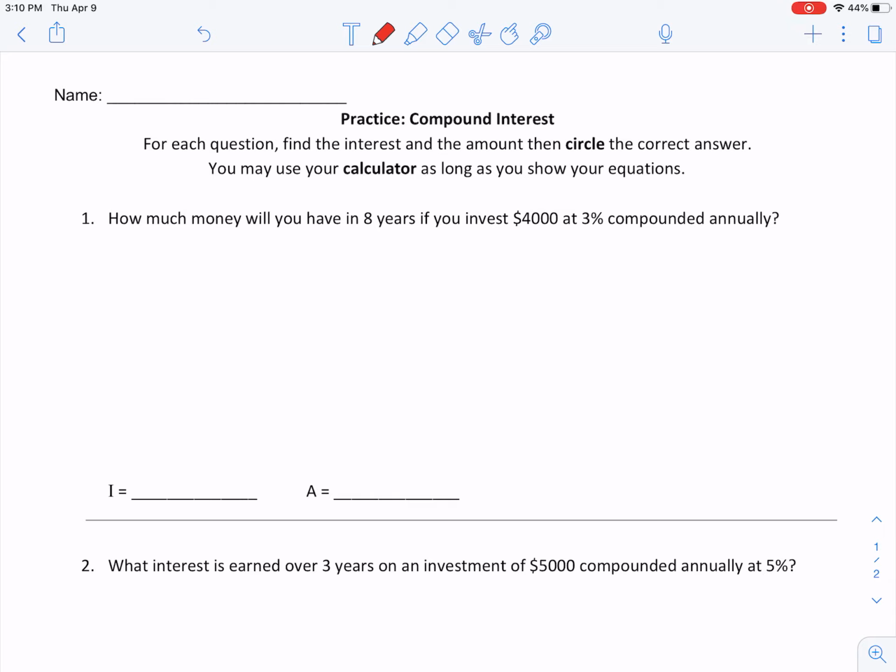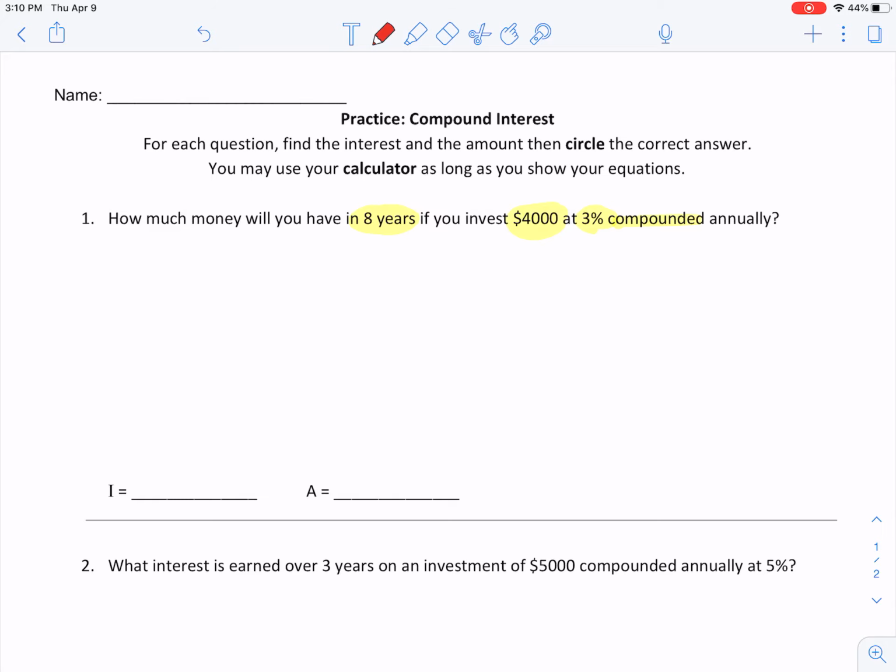Number 1. How much money will you have in 8 years if you invest $4,000 at 3% compounded annually? So we have some important information here: 8 years, and you invest $4,000, and you are compounding at 3% interest.